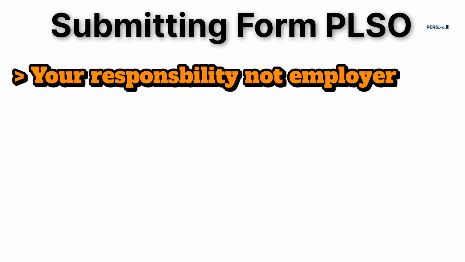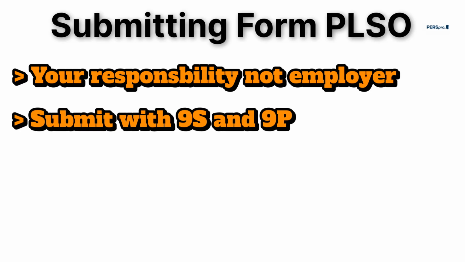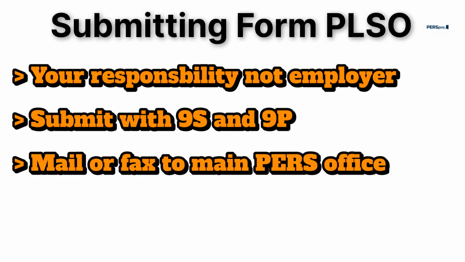Just like Form 9S, do not give Form PLSO to your employer. Your employer has no part in facilitating this form. Submitting this form is 100% your responsibility. You must send the completed form and all supplementary Phase 2 forms, including Form 9S and 9P, directly to the main PERS office in Jackson, Mississippi. You can submit via mail, send to the official PERS address printed at the bottom of the form, or fax directly to the secure PERS fax number listed on the bottom of the form.